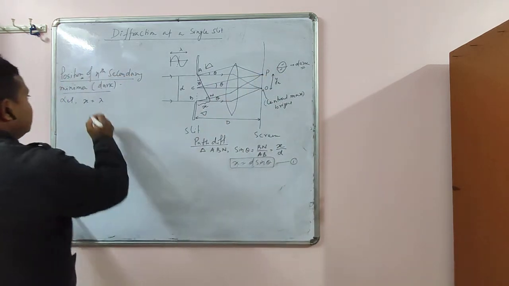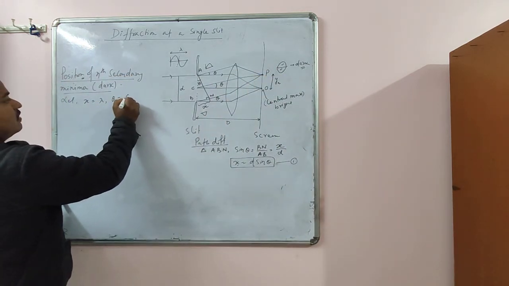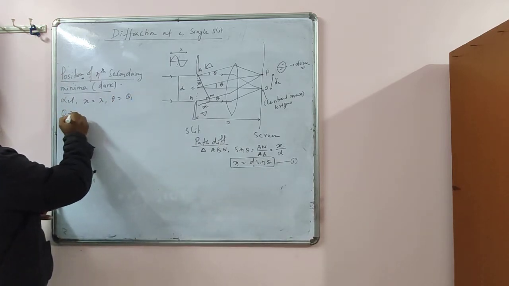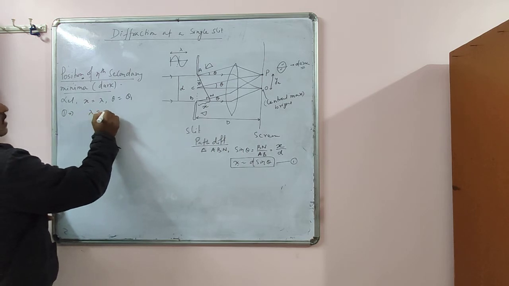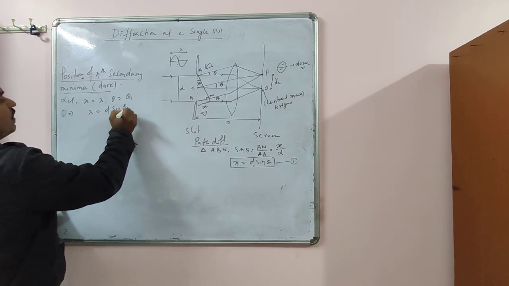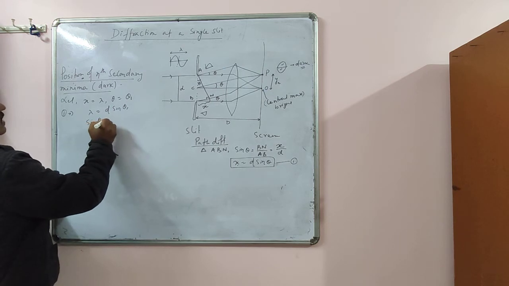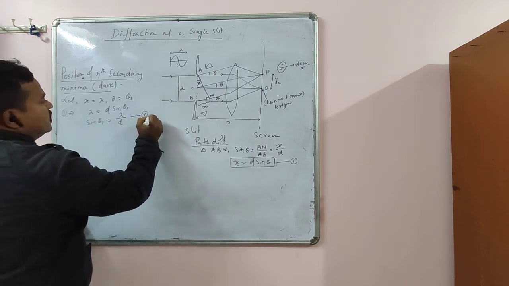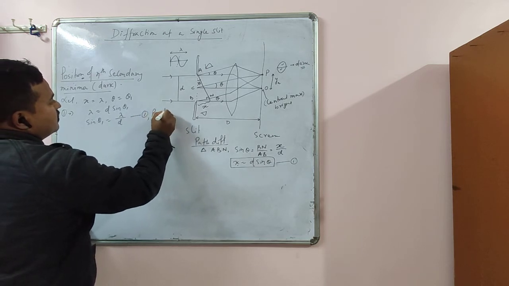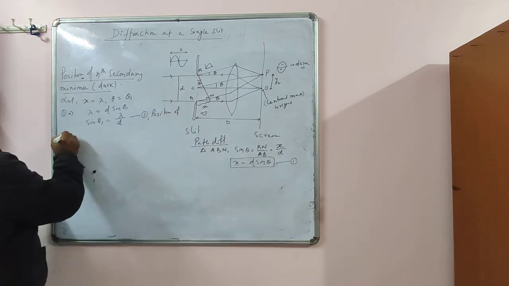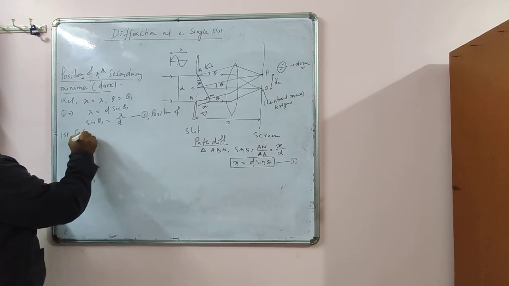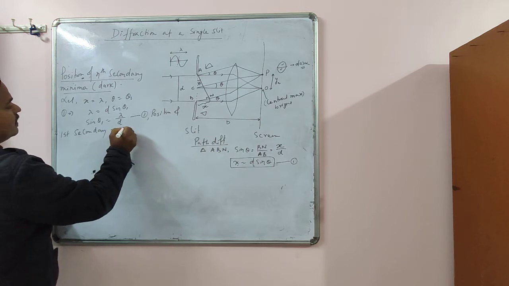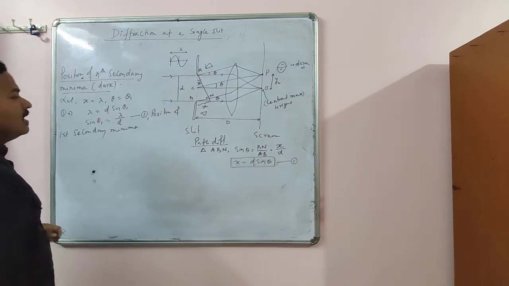So if x equals lambda and theta equals theta 1, then from equation 1 you can write lambda is equal to d sin theta 1. So sin theta 1 will be lambda by d. This is the position of the first dark or first secondary minima.